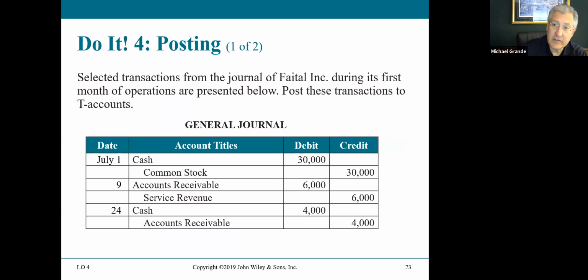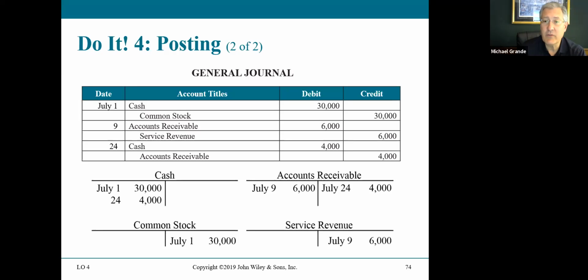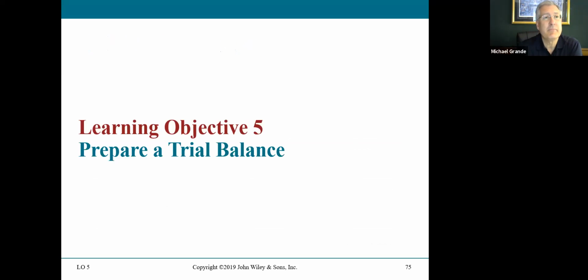So they got the journal entries, and they're just going to post them, right? And you can see that's what they did. Took the journal entries and they simply posted each one of them. We'll talk about the first one, okay? Debit cash, credit common stock. You can see they debited the cash on July 1, credited common stock. It's a debit and a credit. Got to post both pieces.